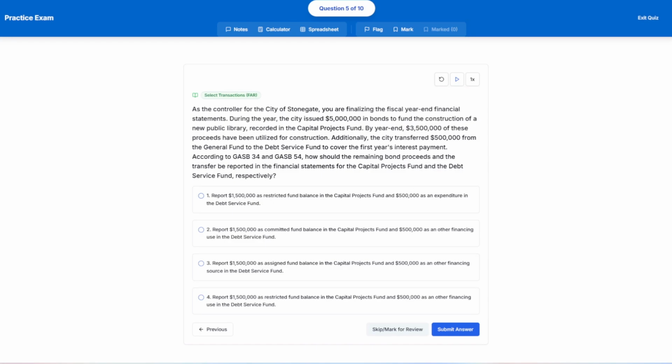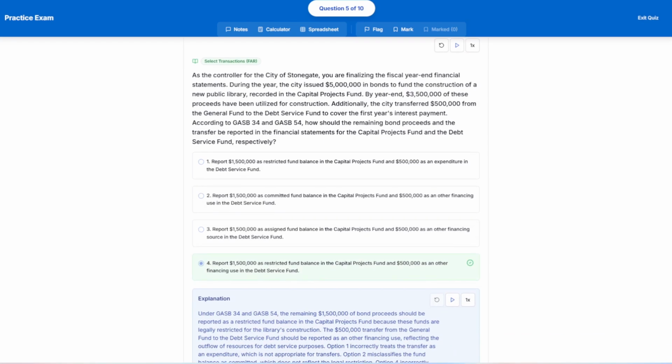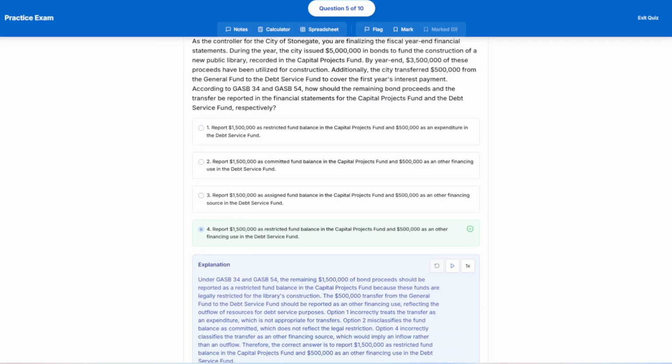Based on our analysis, the correct answer is option 4. Report $1,500,000 as restricted fund balance in the Capital Projects Fund and $500,000 as an other financing use in the Debt Service Fund. The restricted classification aligns with GASB 54 as the funds are legally bound for the library construction. The transfer is correctly reported as an other financing use because it represents an outflow for debt service purposes.